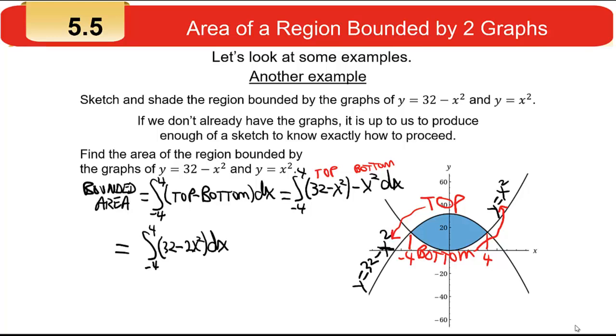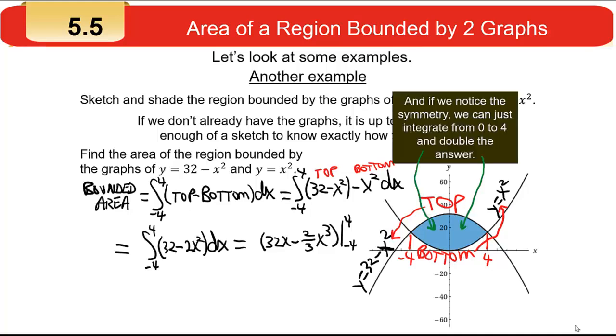32 minus x squared minus x squared would be 32 minus 2x squared. And the integral of 32 is 32x, and the integral of 2x squared is 2x cubed divided by 3, which is another way of saying 2/3 x cubed. And you're evaluating from minus 4 to 4.